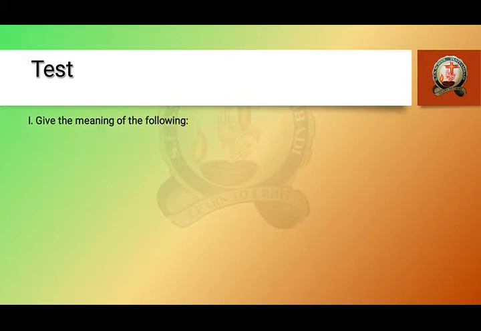First question, give the meaning of the following. 5 words are there. Number 1, turnstile. Number 2, verge. Number 3, casting. Number 4, brigadier. Number 5, hollyhocks. For these 5 words, you have to give the meaning.